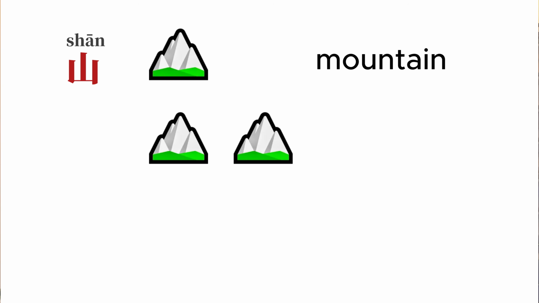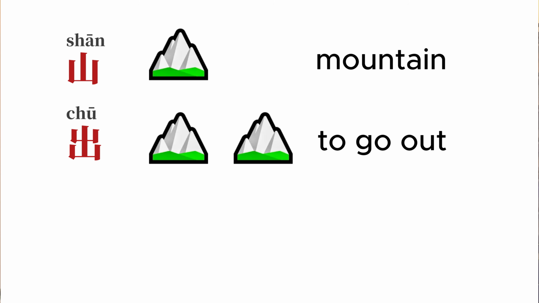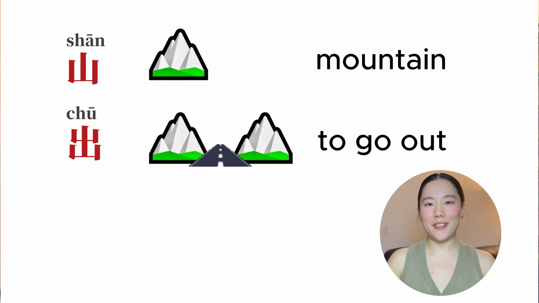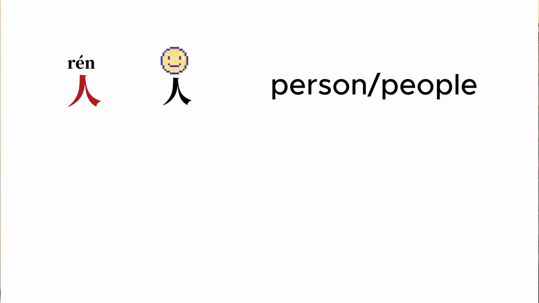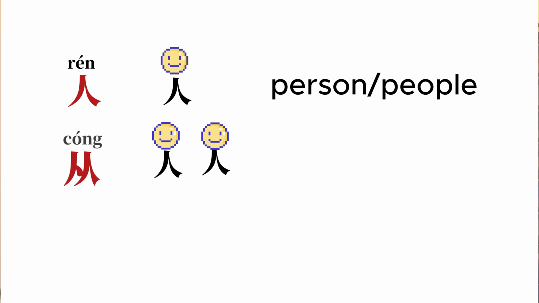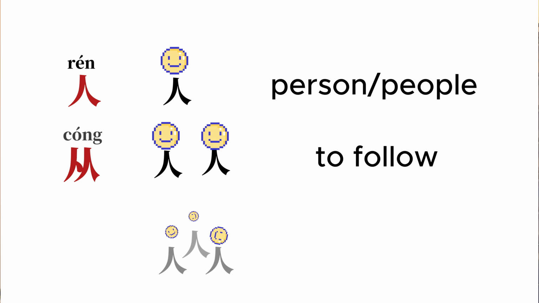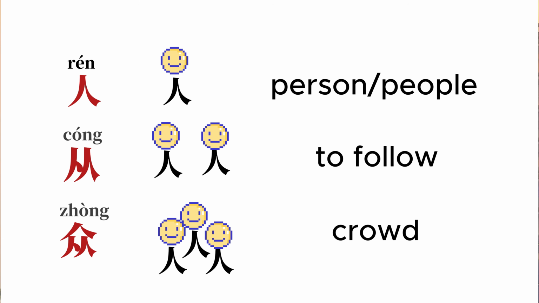Okay, 山, it means mountain. Now, if you put two mountains together, you get the character 出, which means to go out, to emerge, or to come forth. Because in ancient villages, the path between two mountains was often the way out. Pretty clever, right? Now, what happens if you put two person characters together? You get 从, which means to follow, like one person walking behind another. What if you add a third person? That gives us 众, which means a crowd or many people. In Chinese culture, the number 3 often symbolized many. So 3 people together, a group.